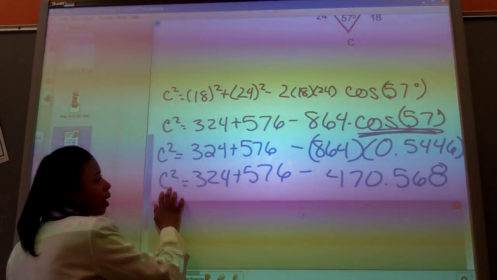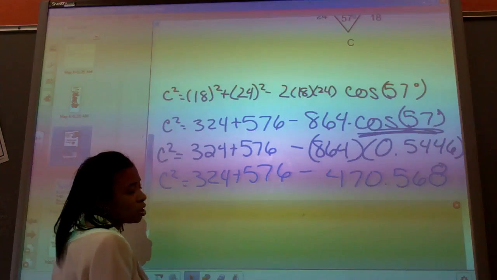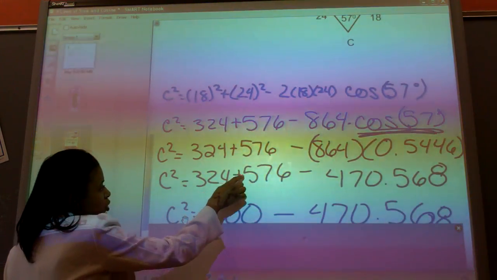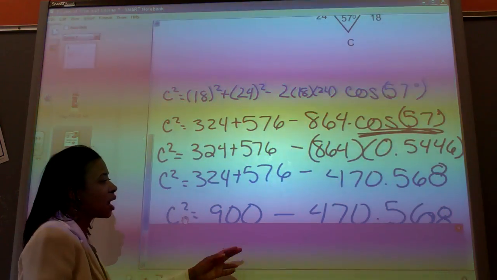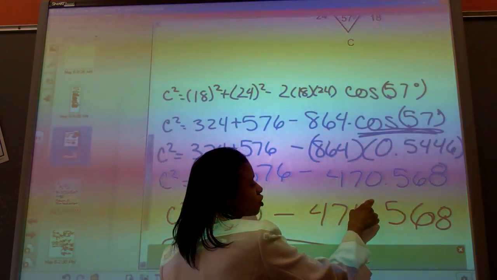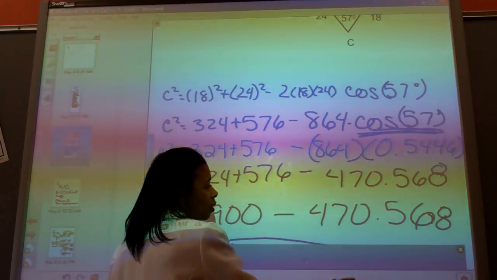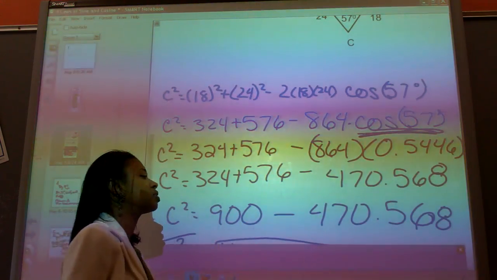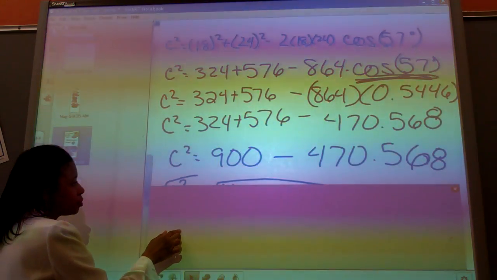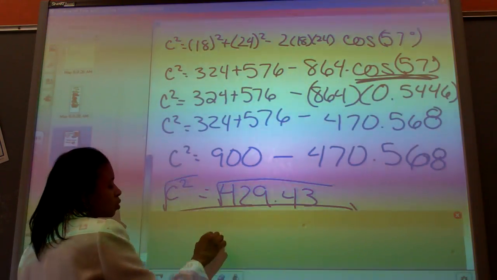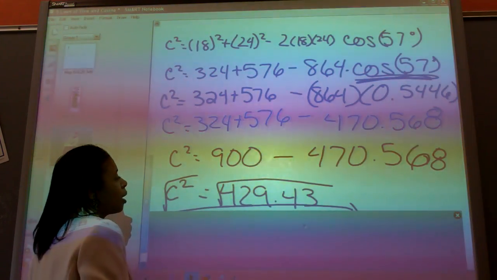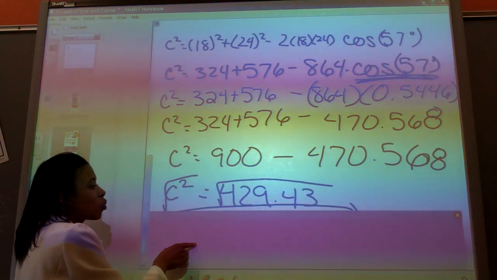Now, by order of operation, I'm going to do my addition and subtraction from left to right. I'm going to have 324 plus 576 is 900, minus 470.568 is brought down. And when I subtract that, c squared is going to be equal to 492.43. But I don't want c squared, so I have to take the square root on both sides.